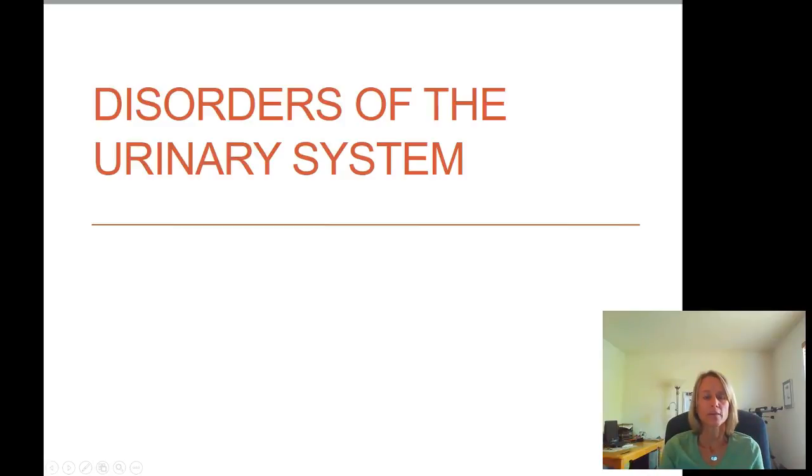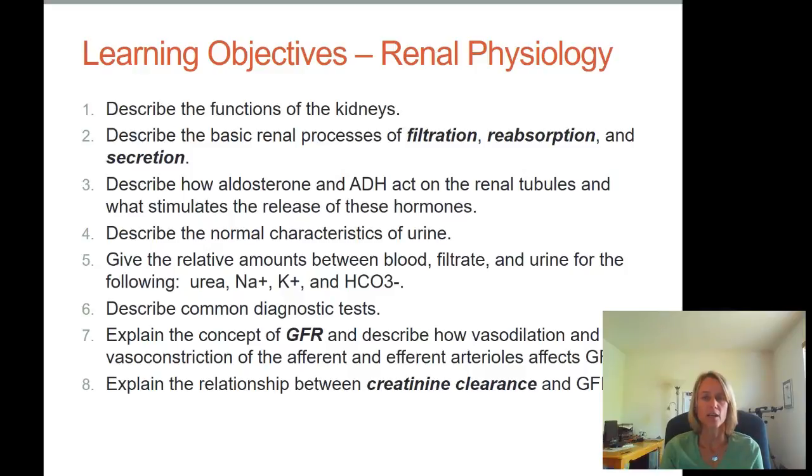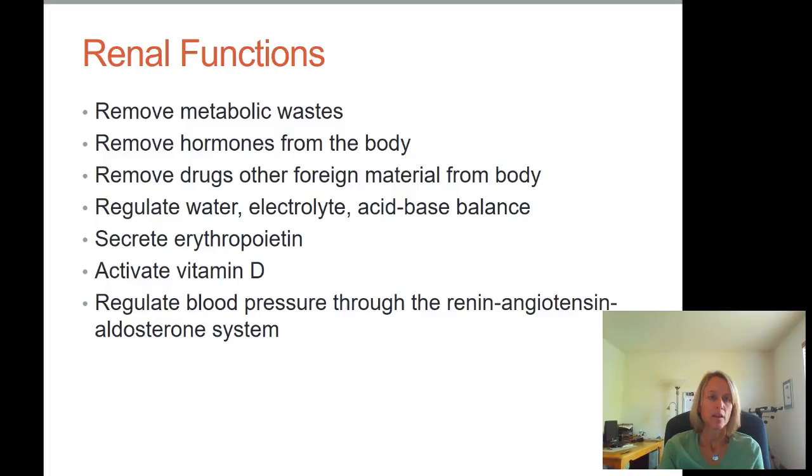Welcome to Topic 7, Disorders of the Urinary System. We'll start our discussion today talking about normal renal physiology. The kidneys function to remove metabolic waste, hormones, and foreign material from the body. They also act to regulate water, electrolytes, and acid-base balance.